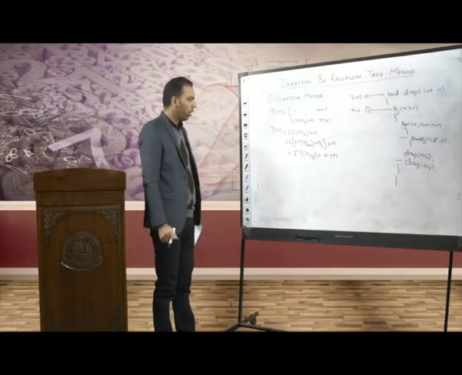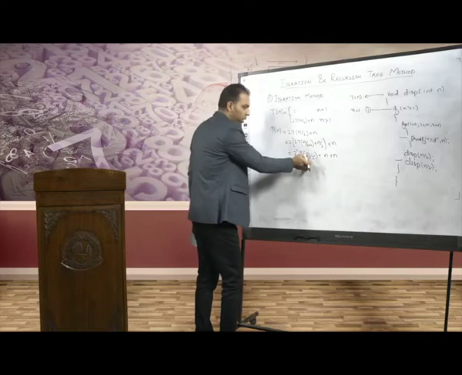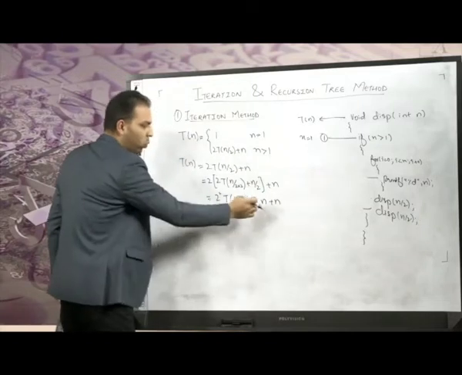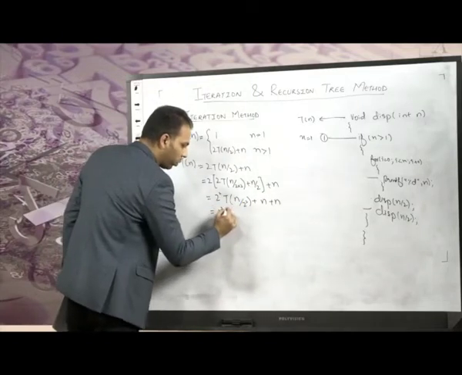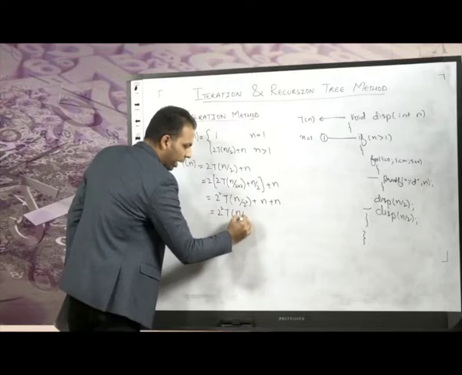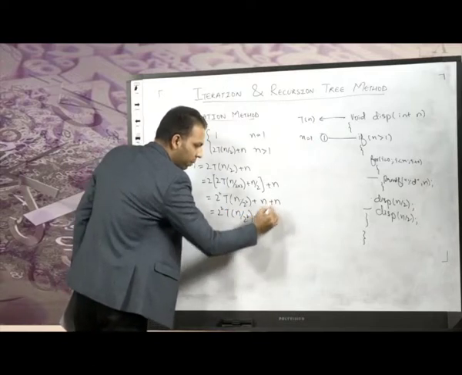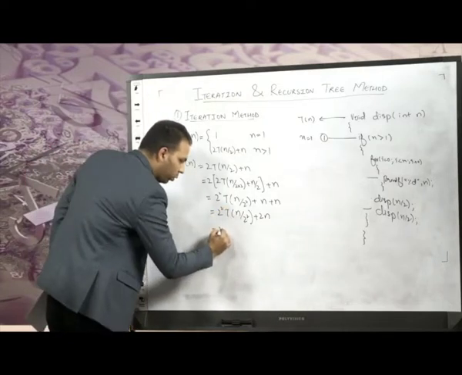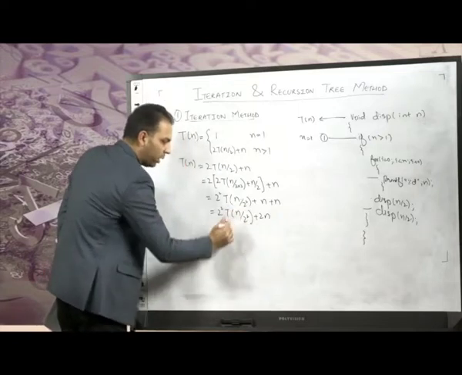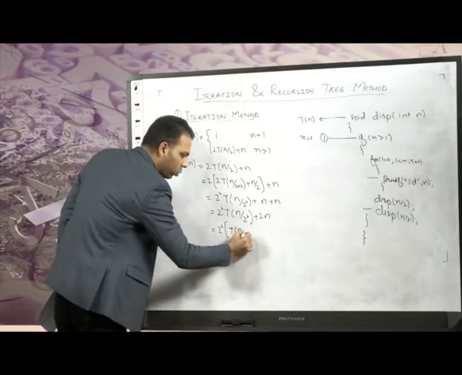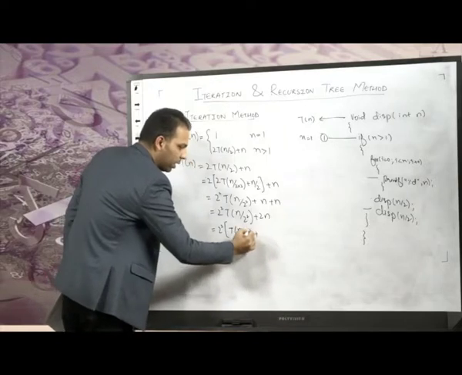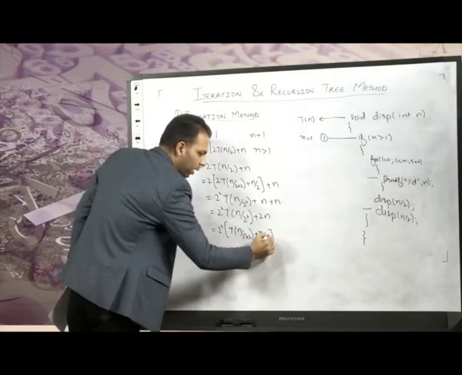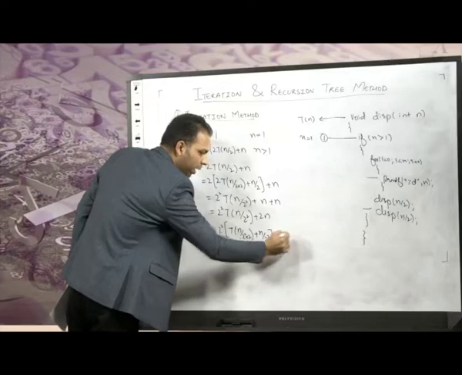Fine. Now what we will do is that we'll again open this n/2 square. Before opening it, this n plus n will be equal to 2n. So 2 square T(n/2 square) plus this n plus this n is 2n. Now we'll open this. So 2 square will be outside, and opening this, it will be T(n/2 square multiplied by 2) plus this n will be substituted by n/2 square. Then plus 2n is outside as it is.